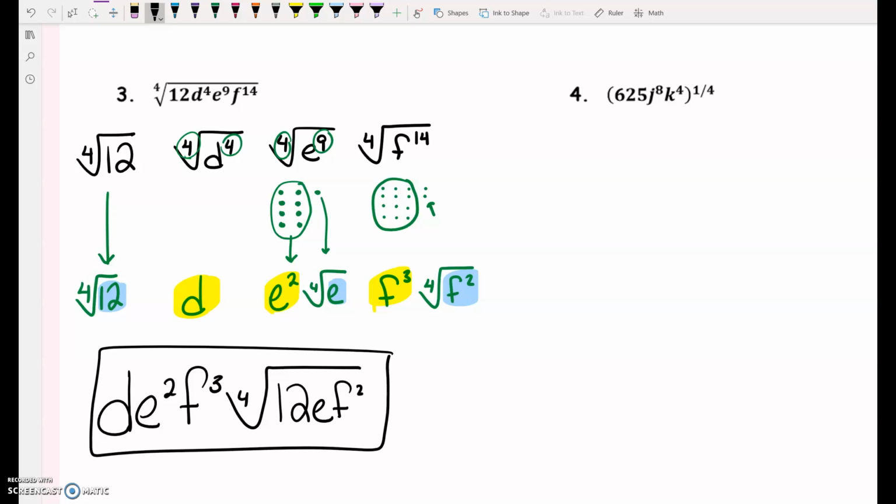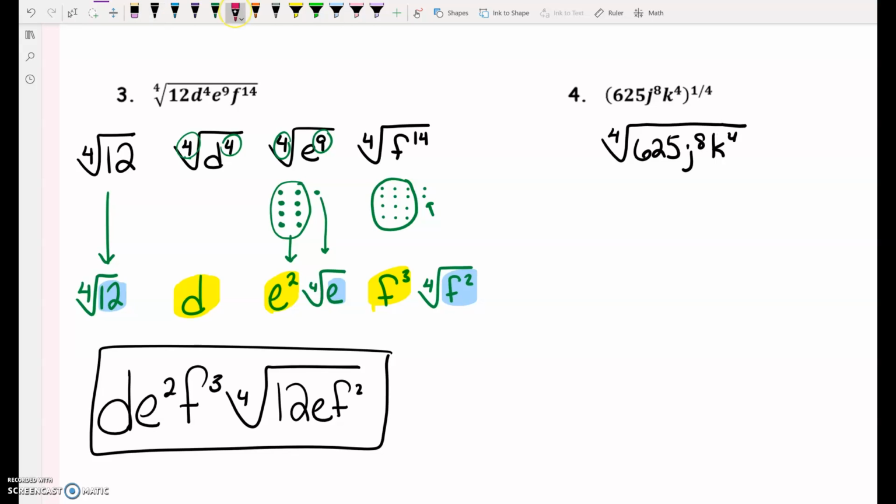Number 4, honestly, I would not give you one that looks like this, but do you remember that an exponent of 1/4 is the same as a 4th root? So this is the 4th root of 625, j to the 8th, k to the 4th. Pause the video. This one's way easier than number 3, but try number 4 on your own from this point.